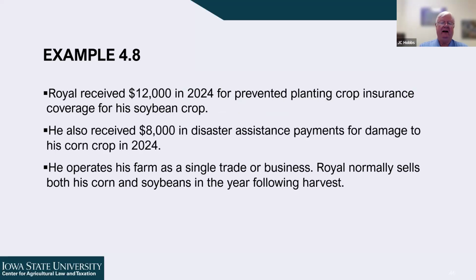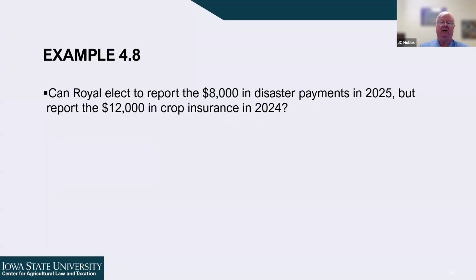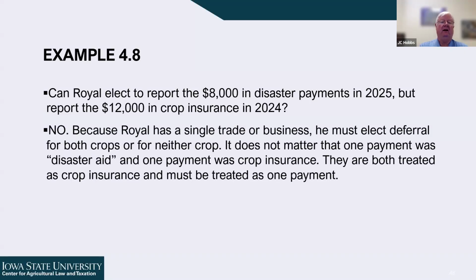I may have stated that wrong. Let's go back and look at it. He operates both corn and soybeans, normally sells those in the following year, but he can elect to report one in the disaster year and one in the other year. Crop insurance later, disaster in 2025. The reason he can't report them in the same year, it's a single trade business. He must elect deferral for both crops or for neither. Doesn't matter what disaster, they are both treated as crop insurance and must be treated as one payment.